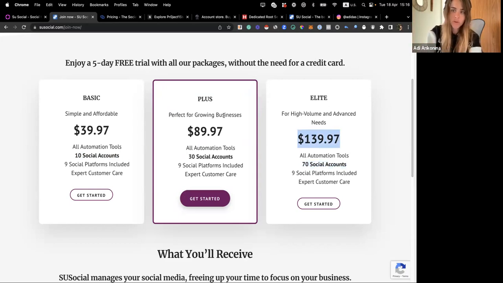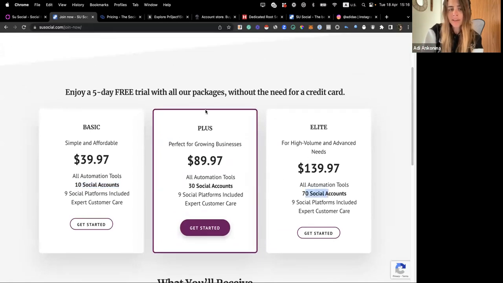Of course, it's not only for Instagram. You can also use just the 10 social accounts for Twitter or TikTok or whatever you like. Just the scrapers don't count over here.